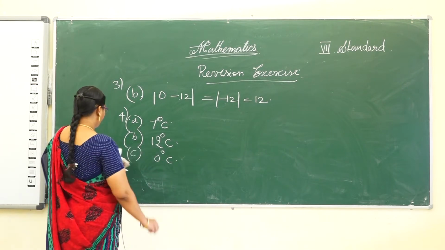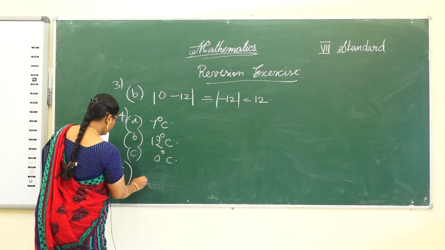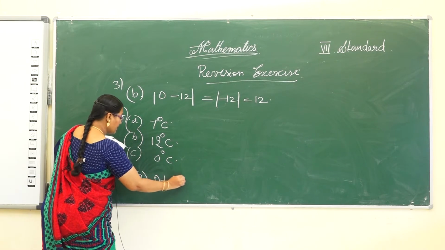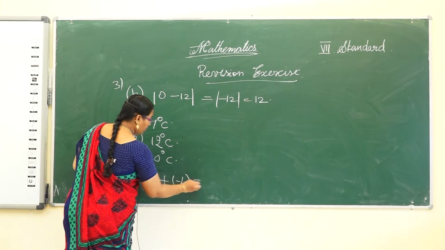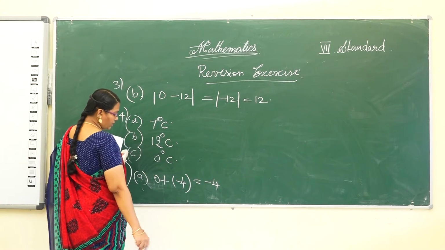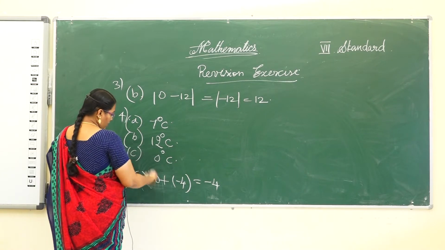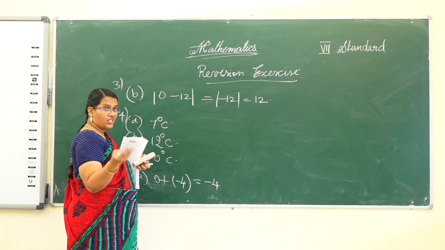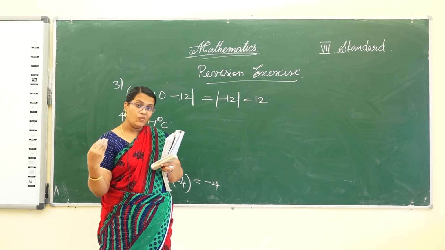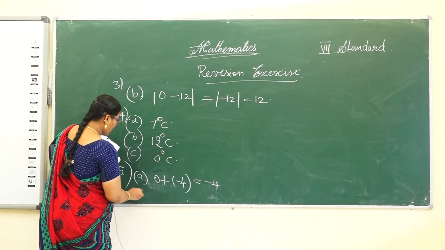And then the fifth problem. Add the following. Option A: 0 plus minus 4. Add, what do we get? Minus 4. Two different signs are there, so subtract; the answer is also minus 4. Any number added with 0, we get the same number. So we get the same number, minus 4.